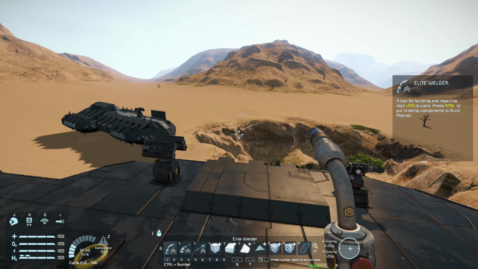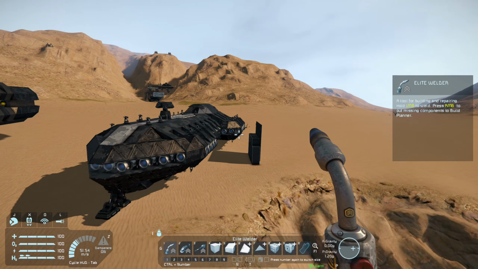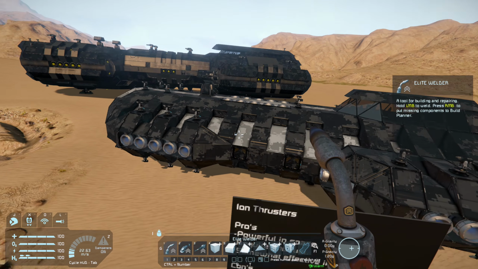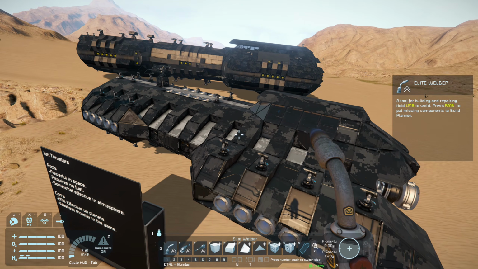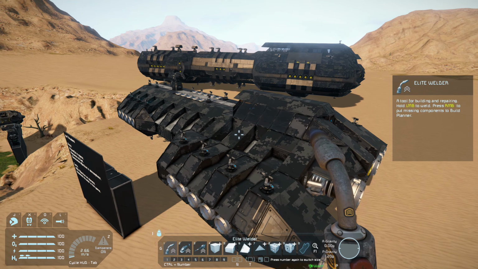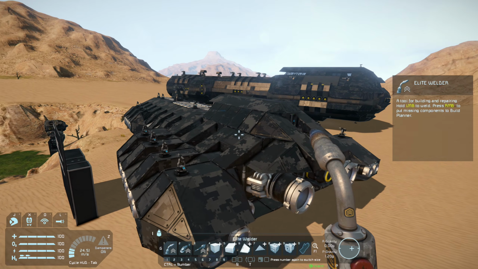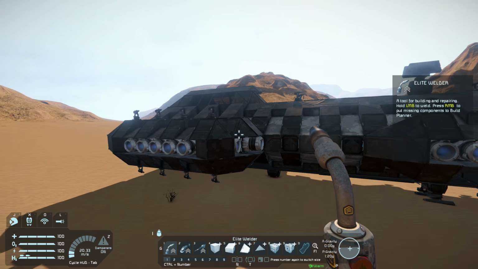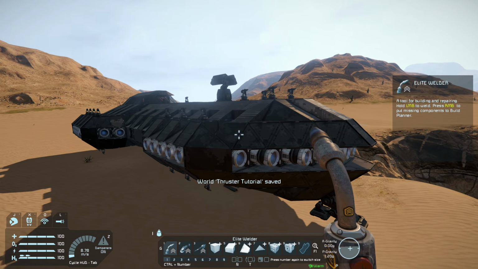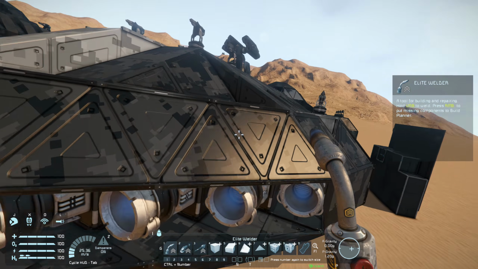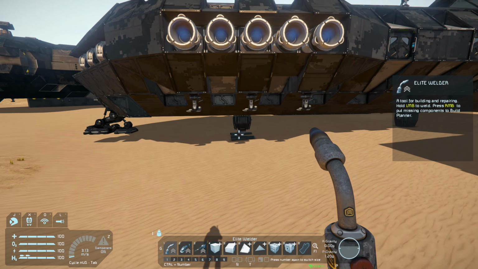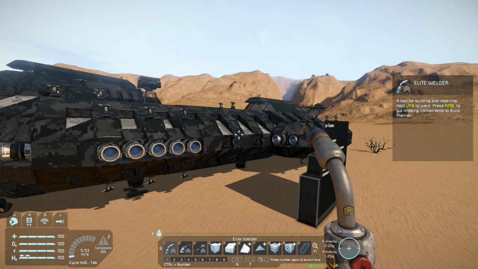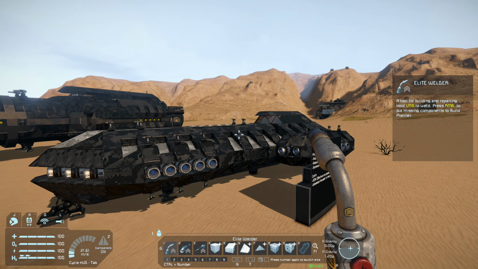Alright, so what we're going to do now is cover the last type of thruster in the game, and that is ion thrusters. You can see I have another ship here which is basically a heavy armor corvette, and this is designed for space only, and as you can see it is an ion ship through and through, so it only has ion thrusters. I've basically just placed this down on the planet and pinned it down so that it can't go anywhere, because this thing would not be able to support itself on this planet.